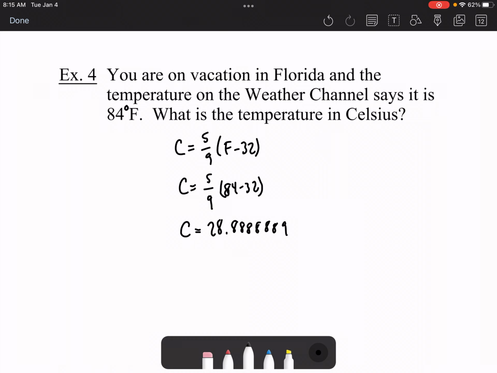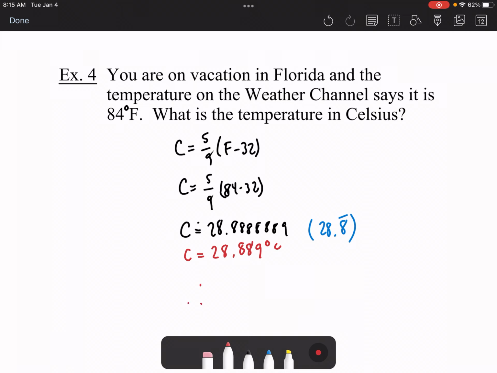Now, based on what I can see here, this actually looks like an approximation of the value of 28.8 repeated. The calculator automatically displays as many digits as it possibly can and then rounds the last digit for you. Well, we probably just want to actually approximate this to 28.889 degrees Celsius.